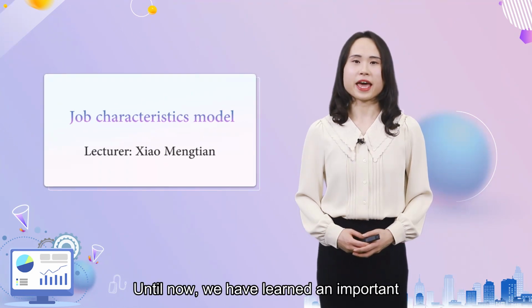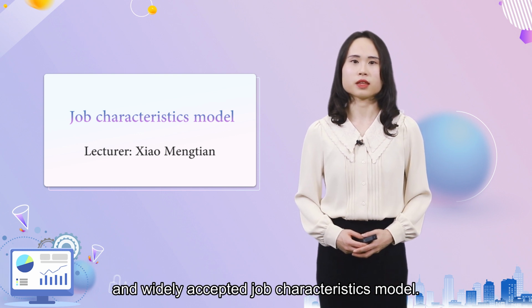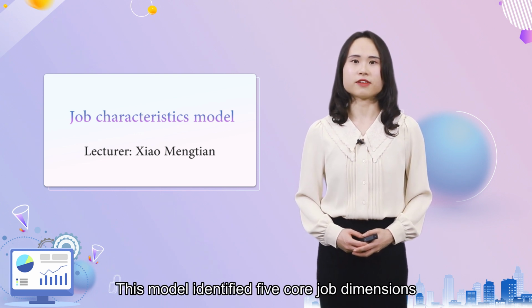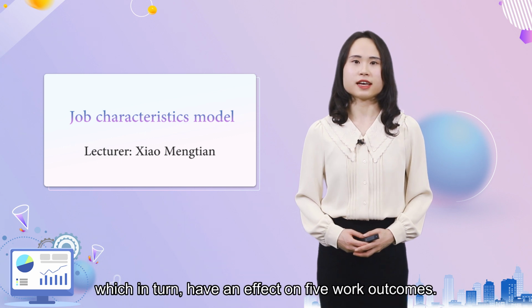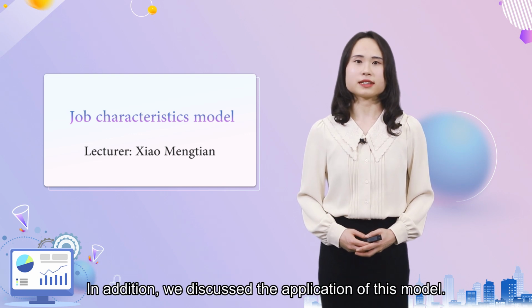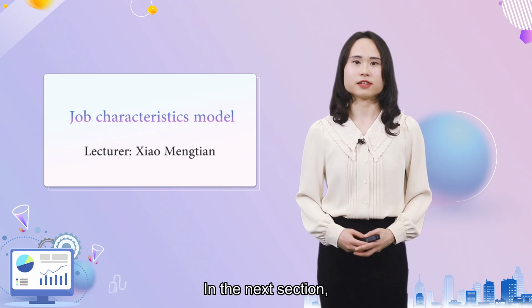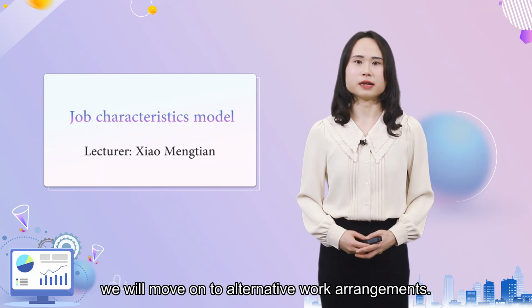Until now, we have learned an important and widely accepted job characteristics model. This model identified 5 core job dimensions that promote 3 psychological states, which in turn have an effect on 5 work outcomes. In addition, we discussed the application of this model. In the next section, we will move on to alternative work arrangements.